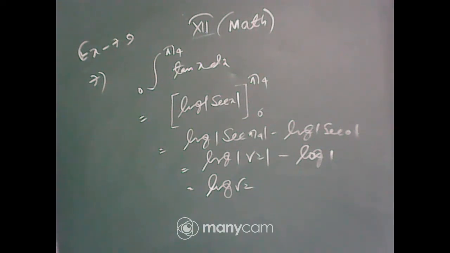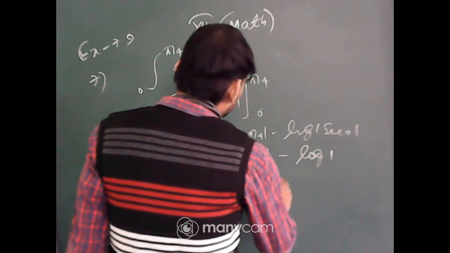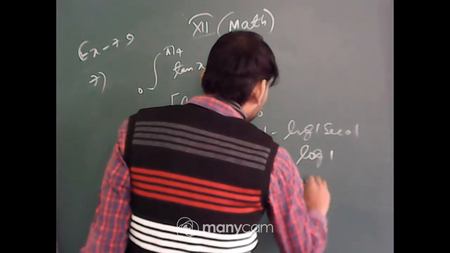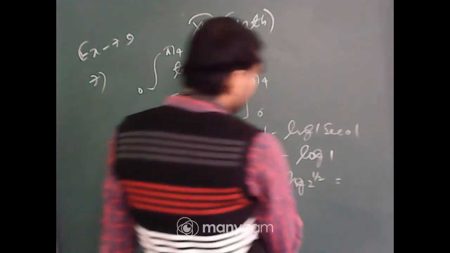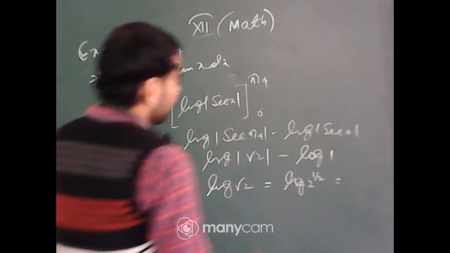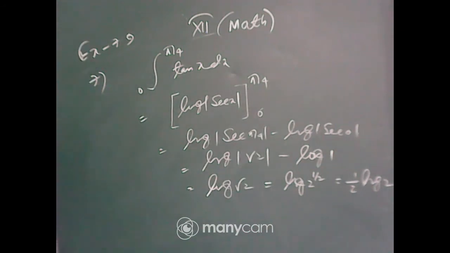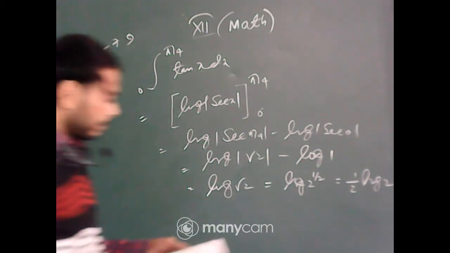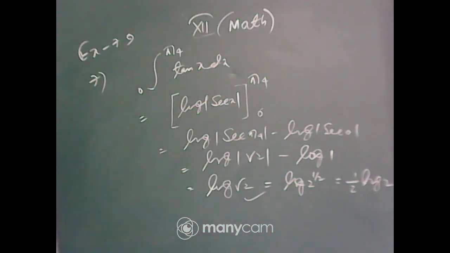You do it in your copy. Is it all right? Log root 2. You may write also this one like log 2 to the power 1 by 2, and then 1 by 2 will be coming out here in the coefficient place. So 1 by 2 log 2, you may write. Okay, but if you leave it in this place also it is right, no problem.